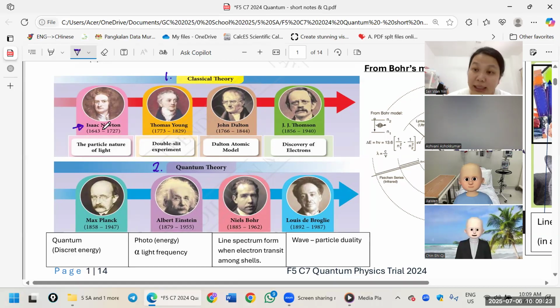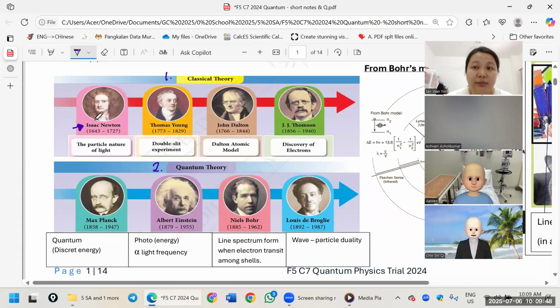He studied a lot. We learn Newton's first law, second law, third law of motion. We learn Newton's universal law of gravitation. You can really say he's the father of physics.